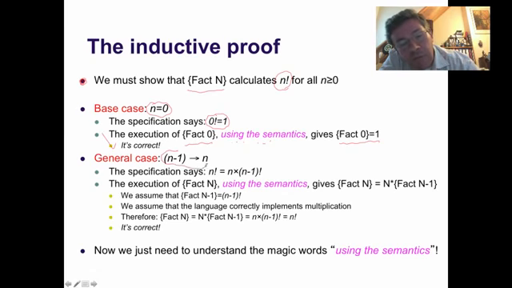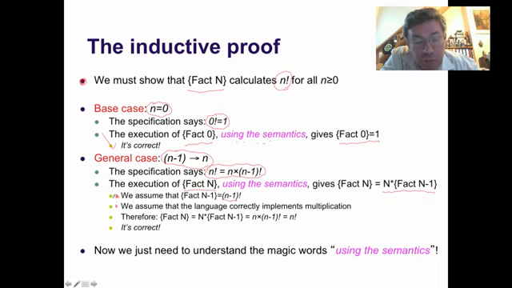The general case now, from n minus 1 to n. The specification says n factorial is n times n minus 1 factorial. So what we're going to do is execute factorial n using the semantics. This gives factorial n is equal to n times factorial n minus 1. We can assume through the induction hypothesis that factorial n minus 1 is n minus 1 factorial. We assume that the language correctly implements the multiplication operator, and therefore we can show that factorial n is n times n minus 1 factorial, which is equal to n factorial. So we've proven things correct.